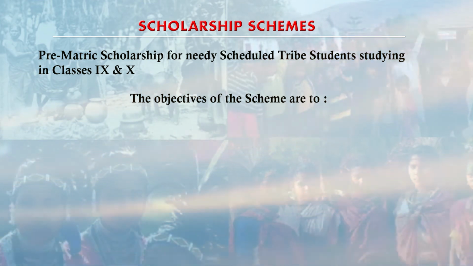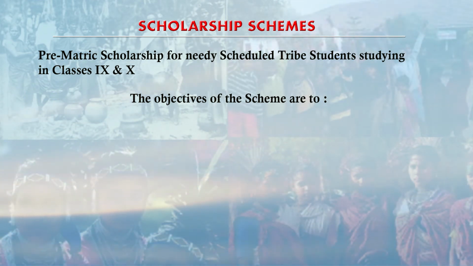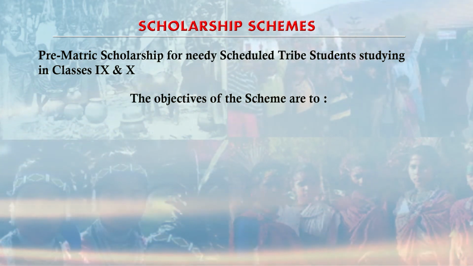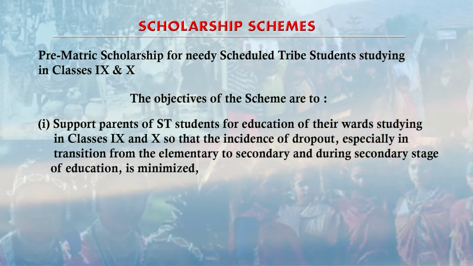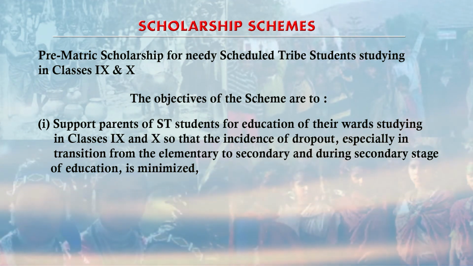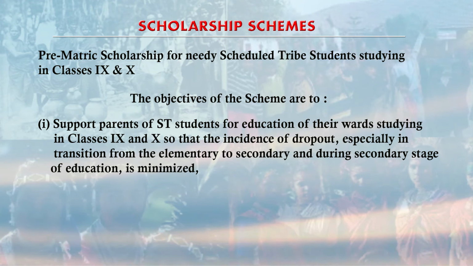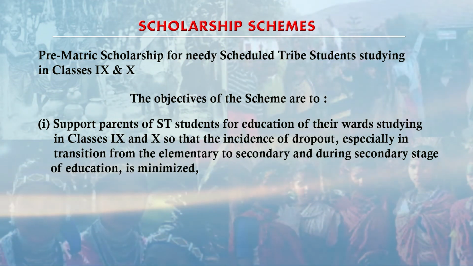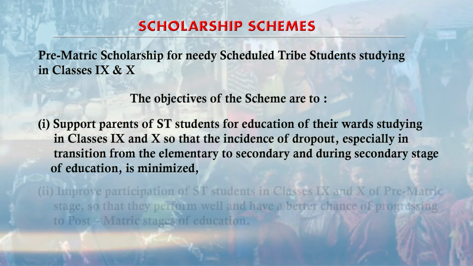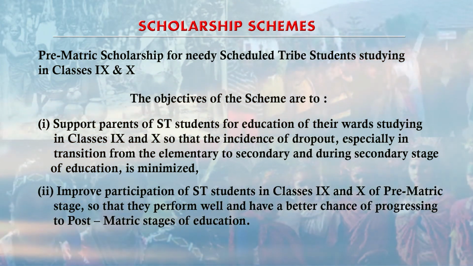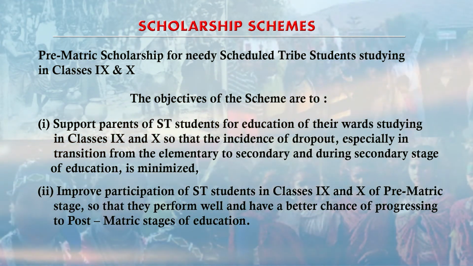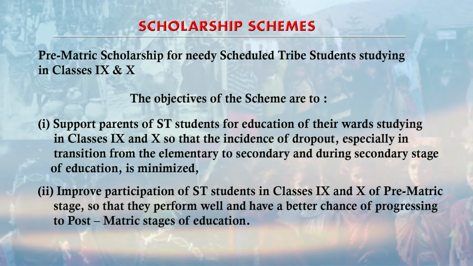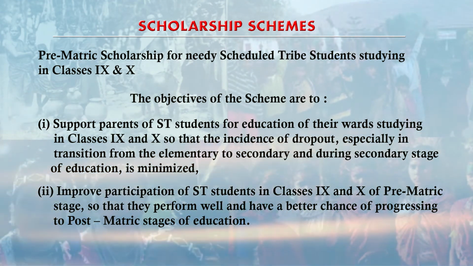The pre-metric scholarship for needy scheduled tribe students who are studying in classes 9 and 10. The objectives of the scheme are to support parents of ST students for the education of their wards studying in classes 9 and 10 so that the incidence of dropout, especially in transition from the elementary to secondary and during the secondary stage of education, is minimized, and also to improve participation of scheduled tribe students in classes 9 and 10 of the pre-metric stage so that they perform well and have a better chance of progressing to post-metric stages of education.